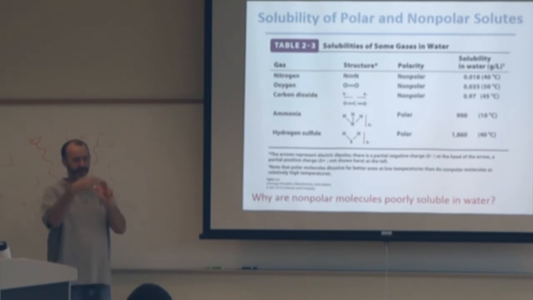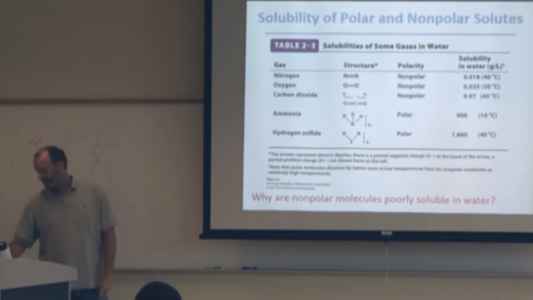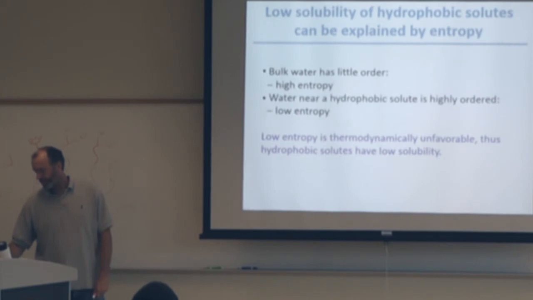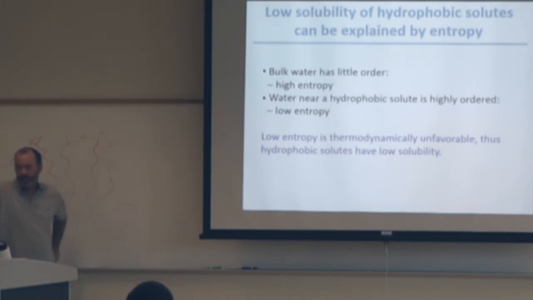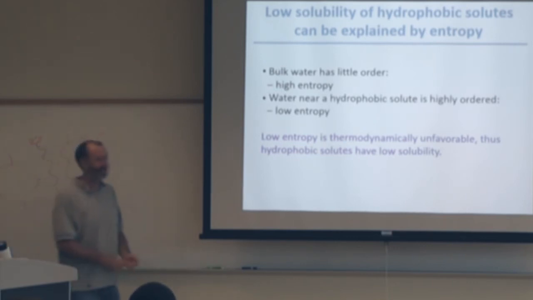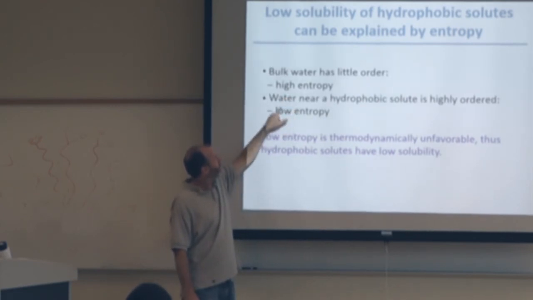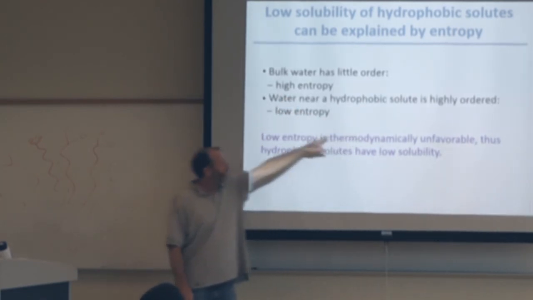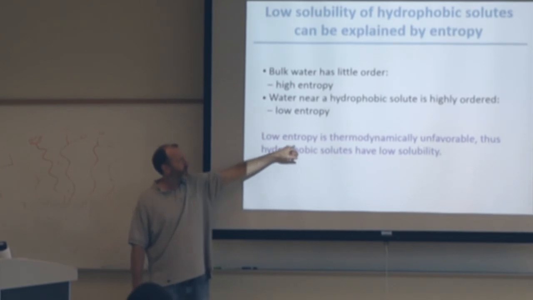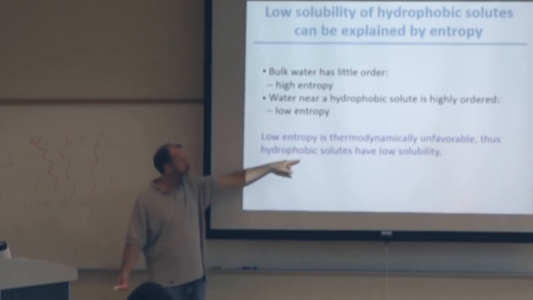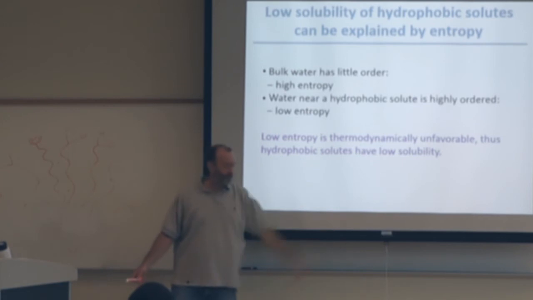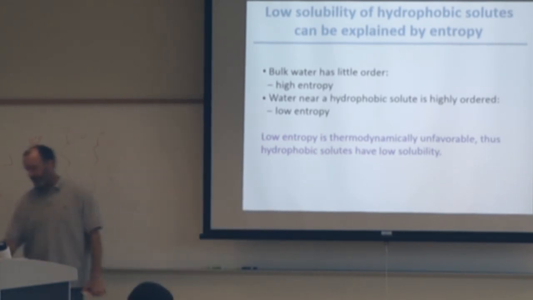Water has to form that structure around the non-polar groups. So low solubility of hydrophobic solutes can be explained by entropy, which I don't know, is this like the fourth time I've said this? So you must think it's important. Bulk water has little order or high entropy. Water near hydrophobic solutes is highly ordered or low entropy, and low entropy is thermodynamically unfavorable. Thus, the hydrophobic solutes have low solubility.